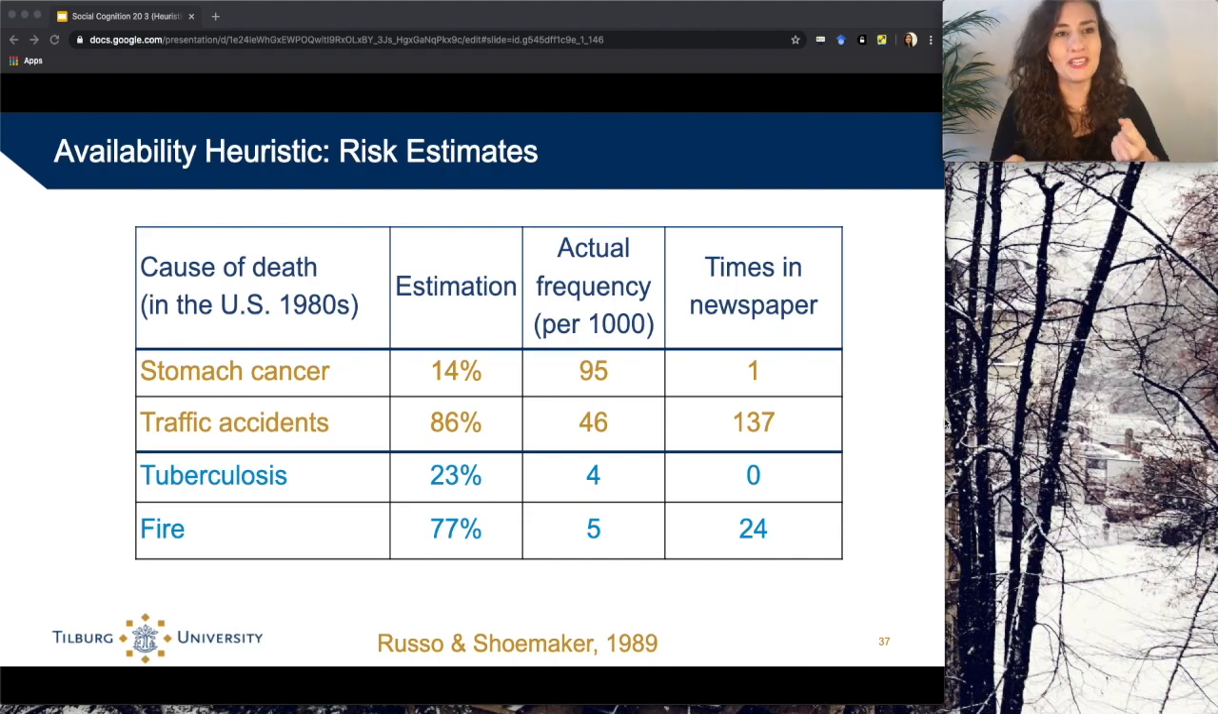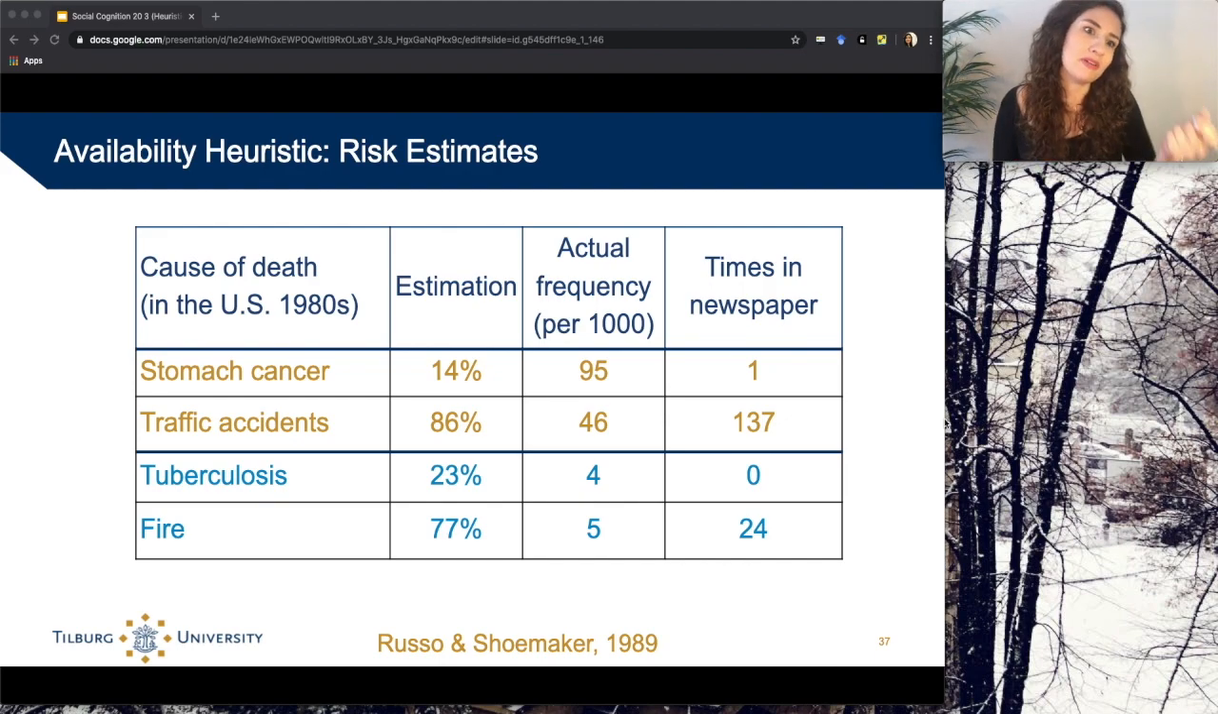So this would be an example of the availability heuristic at work, because we can see that the estimation of which type of death is more prevalent just correlates with the times it was featured in the newspaper, and we can take times featured in the newspaper as a proxy for how available this type of information, this type of death, is to participants' minds. So if they didn't think about it a lot, they didn't read about it a lot, I guess it would be less probable that it occurs.